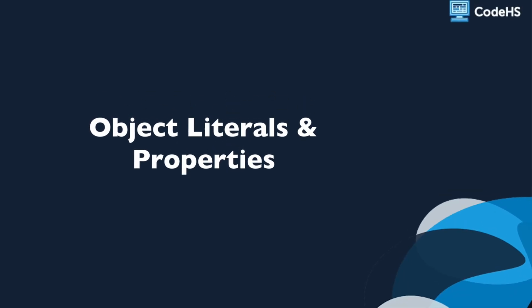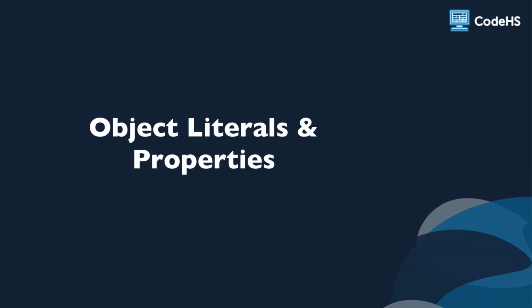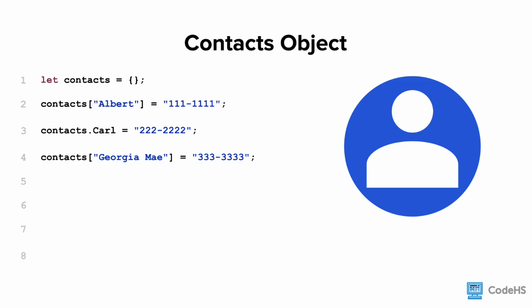Hi! In this lesson, we're going to talk more about object literals and object properties. In a prior video, we created our first object by initializing an empty contacts object, then adding contacts to it with our bracket and dot notations. One may ask, if we knew we wanted these contacts in our object upon creation, couldn't we just initialize the object with them in it? And the answer is yes.